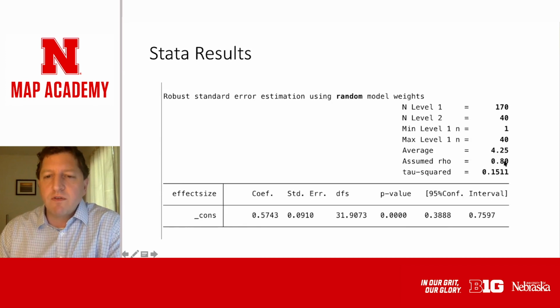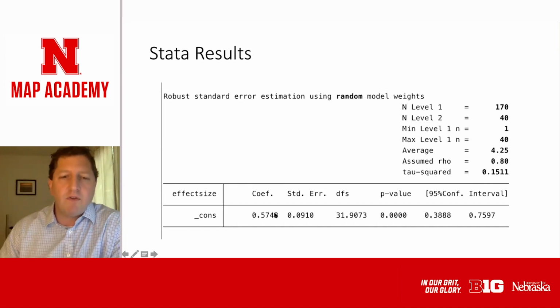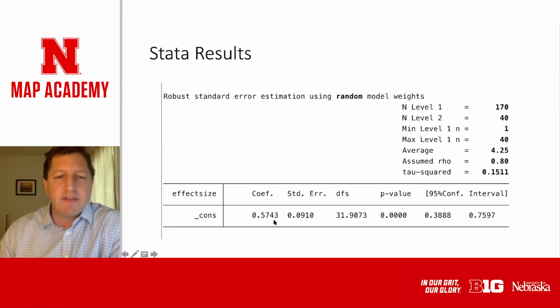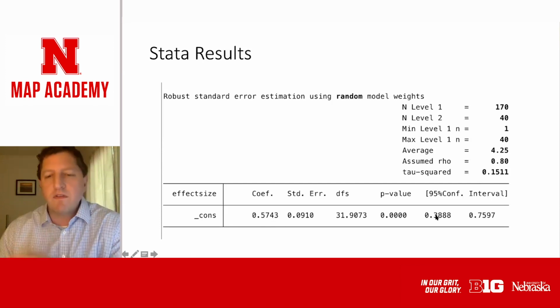The assumed rho is 0.80, as we mentioned. This is the average number of effect sizes here, and then the tau square is a measure of variance that I'll talk about in a minute. If you look at the coefficient, that is your average weighted effect size. So 0.57 is your average weighted effect, and then you've got your confidence interval around that effect size, where we think the true effect lies. The p-value and the confidence interval basically tell you the same thing here.